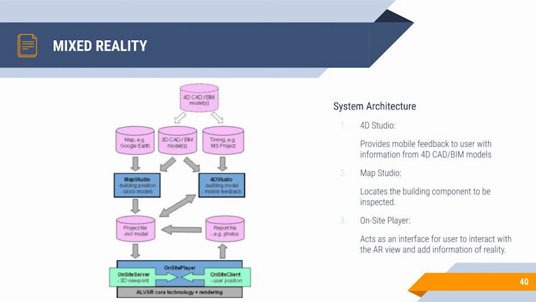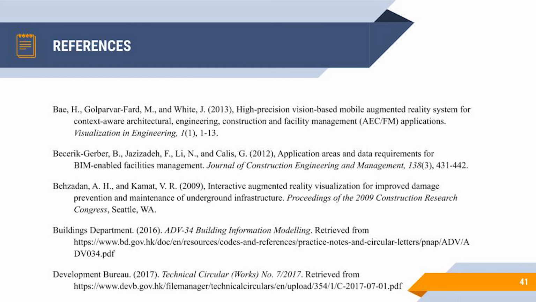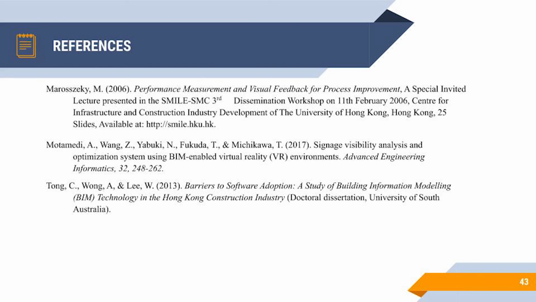Hakarinen, Woodward, and Rainio demonstrated their software system to achieve MR. The system comprises 3 modules. 1. 4D Studio provides mobile feedback to users with information from 4D, CAD, or BIM models. 2. Map Studio, locating the building components to be inspected. And 3. On-site Player, acting as an interface for users to interact with AR view and add information of the reality. This is the end of this presentation and video.